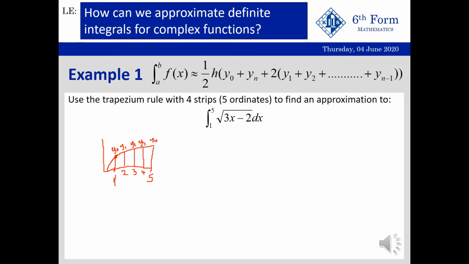So our h value, yes, we do get given a formula for it in the formula book, but it should be pretty obvious to you that our h value needs to come out as having a value of 1 to make sure our strips match up with that diagram.